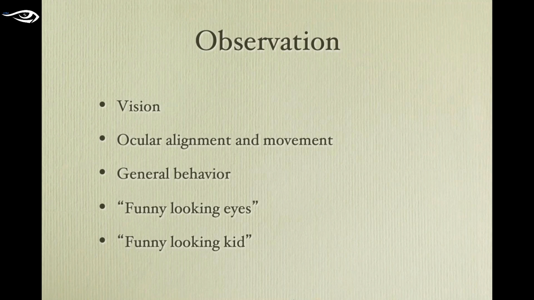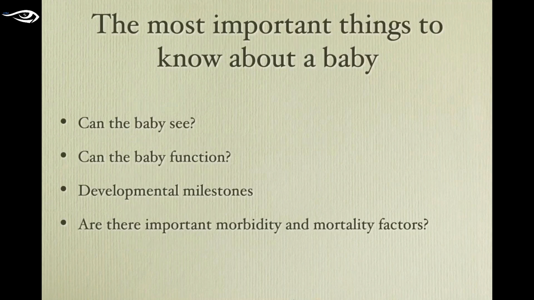So what are the most important things you want to know about a baby? Can the baby see? Can the baby function in the world around them? And again, this was all brought out in the discussion by Dr. Shah the other day. And again, I implore you, go look at her talk. It was great. In the history, you want to know, are there important morbidity and mortality issues within the family? If a family has a history of nystagmus, well, if you see nystagmus in this child, does that tell you anything? Of course it does.